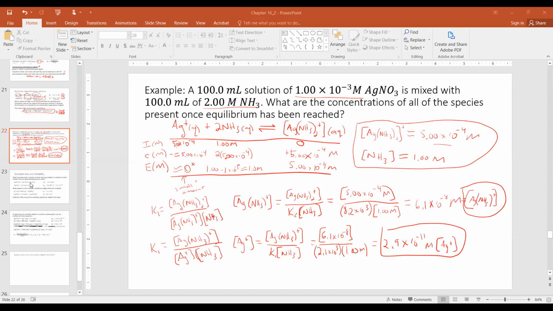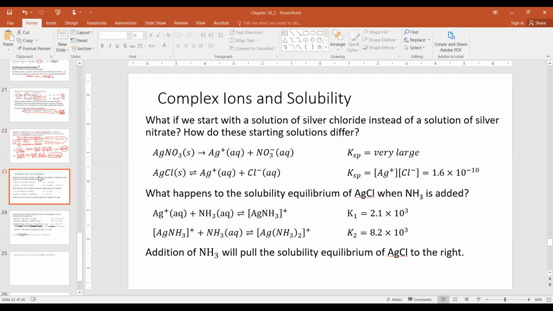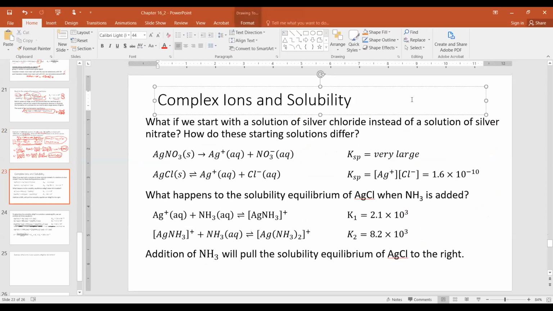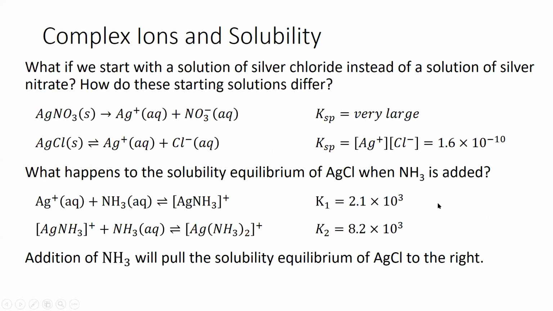But the formation constants associated with adding one or two ammonia molecules respectively to the silver can have an effect on the solubility of something like silver chloride, which we know is not very soluble. As we move forward, I want us to start thinking about how our last example is related to what happens if we make a change. What if, instead of silver nitrate, we start with silver chloride?